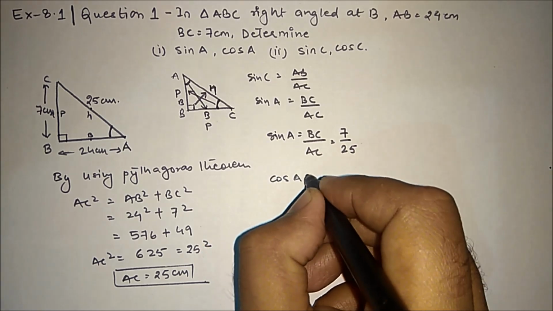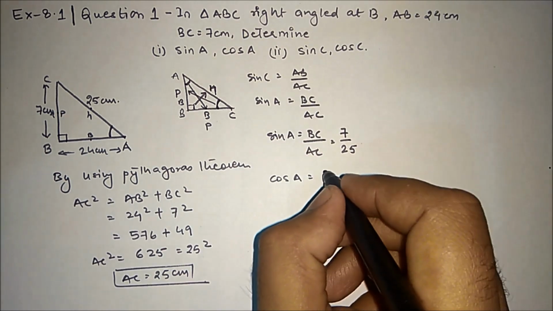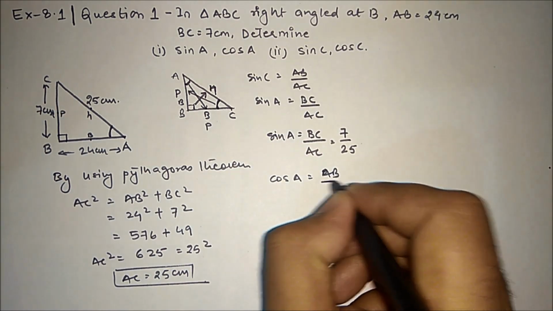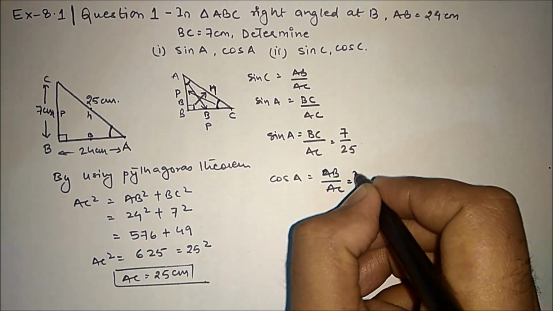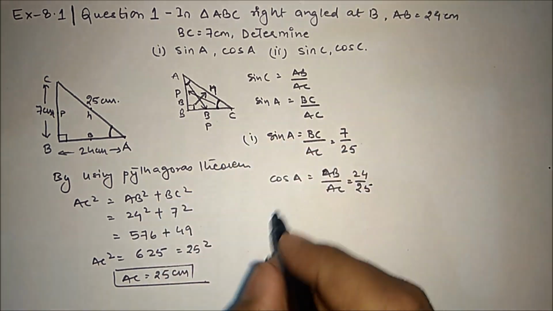Cos A, cos will be base upon hypotenuse. Base is this, AB. So this is AB upon AC. This will be 24/25. Okay, this was the first part.